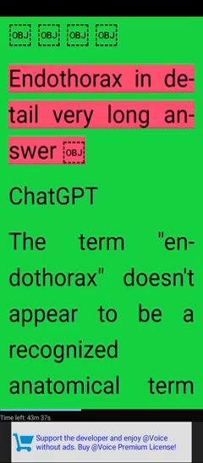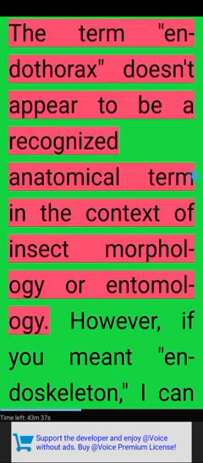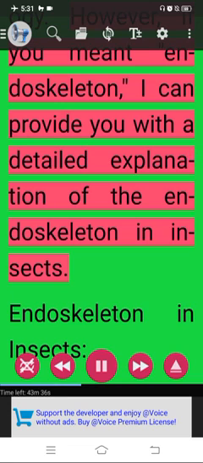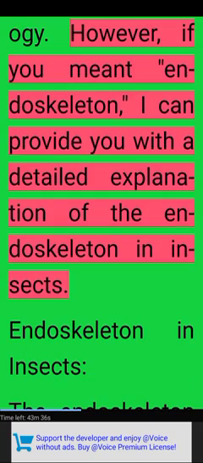Endothorax in detail. Very long answer. ChatGPT. The term. However, if you meant endoskeleton, I can provide you with a detailed explanation of the endoskeleton in insects.